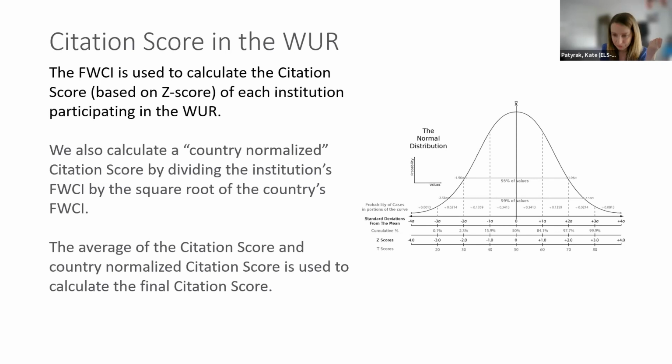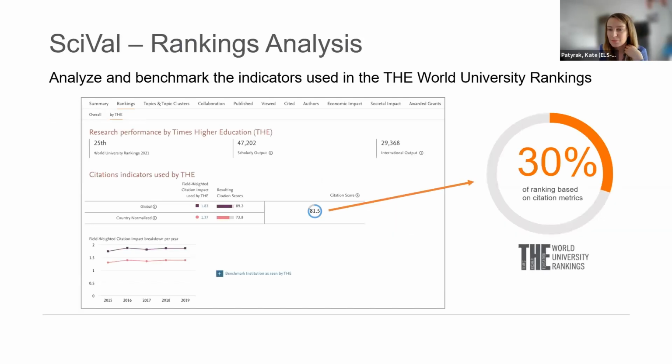And based on this, the country normalized and the global citation score, we then calculate the citation score, which is basically the average of those two. And in the last year, we put in SciVal some ranking analyses which help you to understand the metrics that I was talking about. And Bartek will show you those analyses so you can see how those two are calculated.